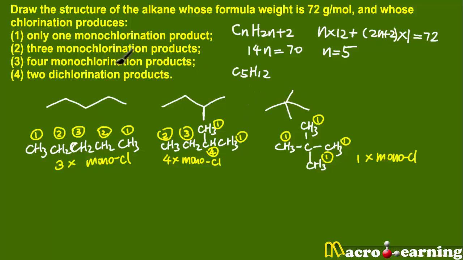So for number 1, okay, let's call this structure 1, structure 2, structure 3. So the one that meets number 1 is going to be number 3, right? And the one that satisfies number 2 condition is 3 monochlorinated products. Number 2 is the one that satisfies condition number 3. All right. Okay. So when it comes to number 4 condition, 2 dichlorination products.